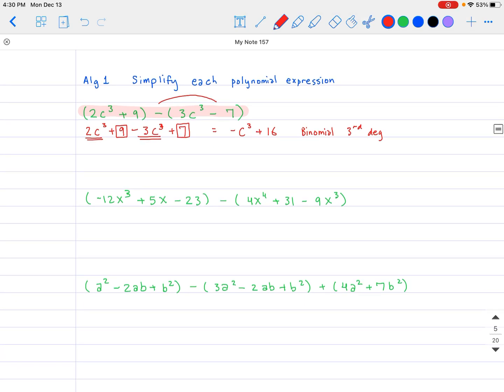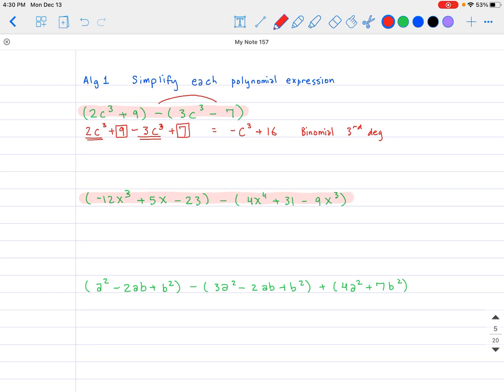Okay, moving on to the next one, a similar example. This time I want to clean up a nastier-looking expansion of a polynomial. So let's see. We have in parentheses negative 12x cubed plus 5x minus 23, and then minus, in parentheses, 4x to the fourth plus 31, and then minus 9x cubed.